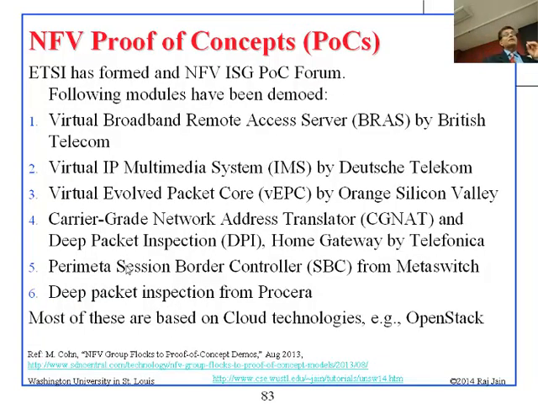But they have come up with many examples. For example, British Telecom has already implemented a VM that implements a broadband remote access server, BRAS. Deutsche Telekom has come up with IMS, and Orange Silicon Valley, which is another telecom, has done EPC, and so on and so forth. So different companies are implementing virtual machines for different functions. All right? Now, these are not open. That's the problem.